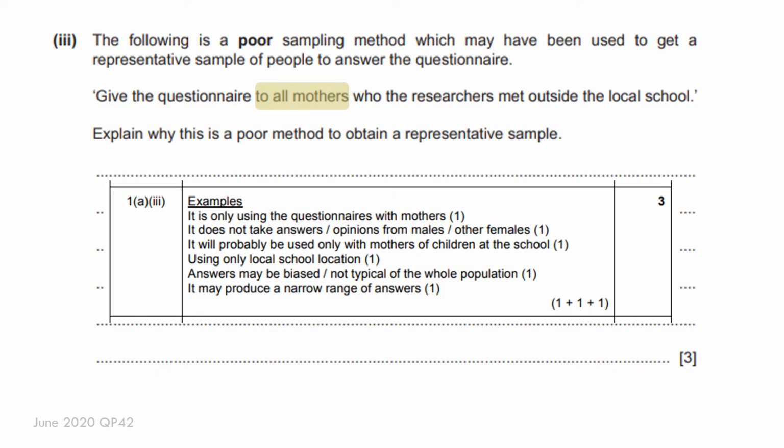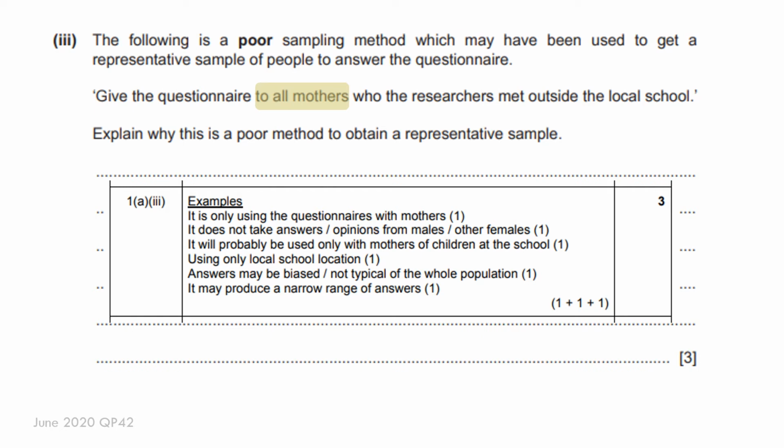So again, that would be unrepresentative. It's only using the questionnaires with mothers. It does not take answers or opinions from males, other females, or other people that take their children to school. It's only using the local school location, so it's not particularly good, and it produces a narrow range of answers.